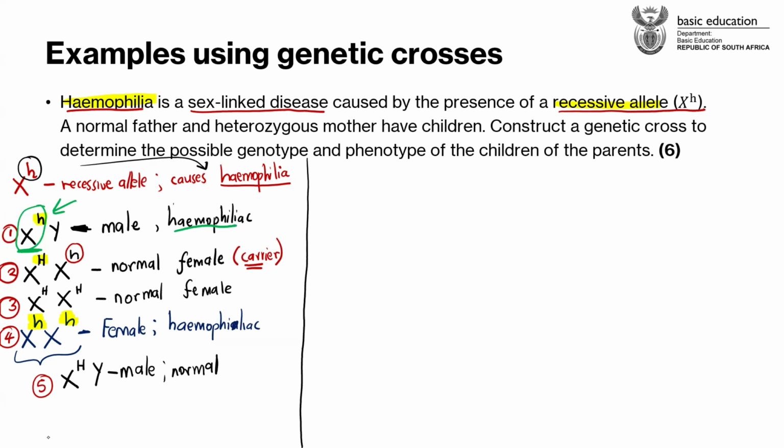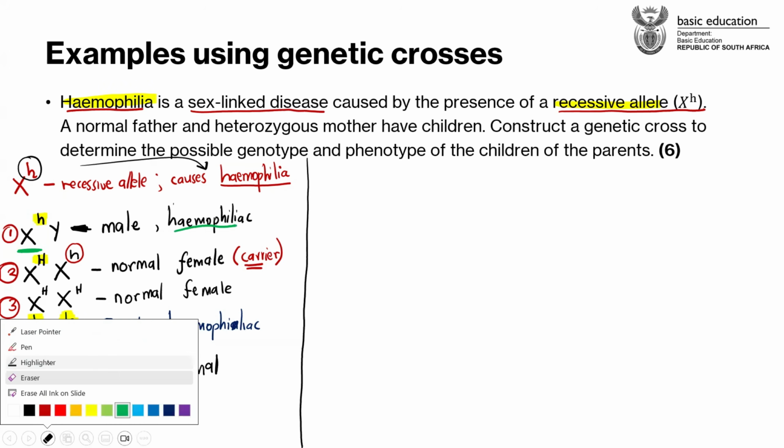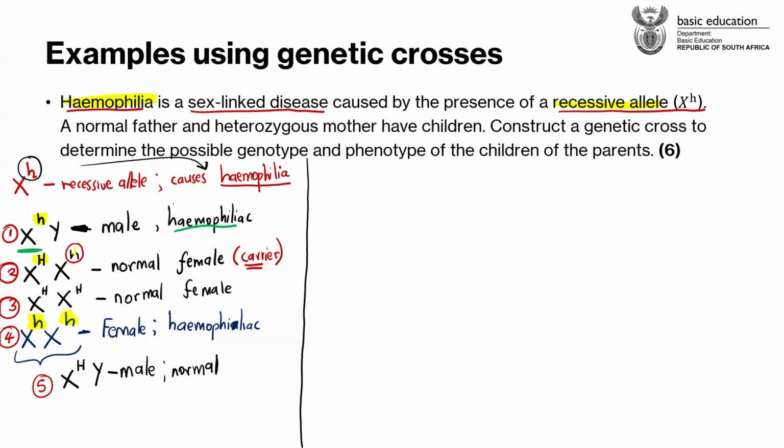But when it comes to females, they can carry the allele that is causing the disease. For example, the female number 2 does have an allele that causes the disease, which is X with a small letter h on top, but she doesn't necessarily have the disease herself due to the dominant allele. So the dominant allele kind of suppresses the symptoms of the disease. So the female has got the allele, but the disease does not show its symptoms.